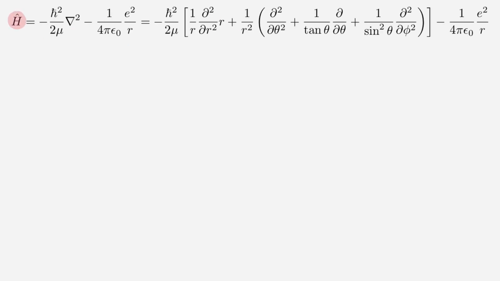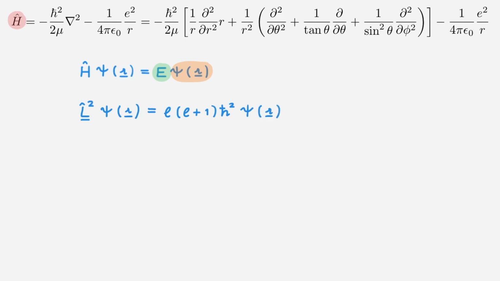Using this Hamiltonian, we can build its eigenvalue equation like this. In this equation, these are the eigenvalues and these are the eigenfunctions. In the videos on central potentials, we learned that the Hamiltonian of a central potential commutes with the orbital angular momentum operators. This implies that the eigenfunctions of the Hamiltonian can be chosen to also be eigenfunctions of the squared orbital angular momentum and eigenfunctions of the z component of orbital angular momentum.